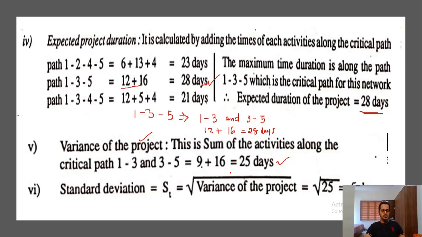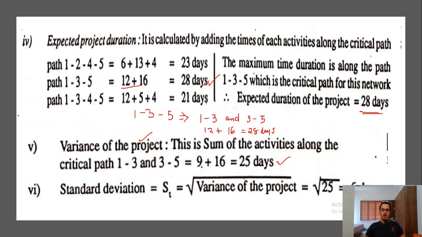Okay, so we got the variance to be 25 days, and coming to the standard deviation, just take the square root of the variance of the project, not the variance of any other paths. The variance is 25 days, and taking the square root gives you the standard deviation, which is 5 days. Okay, so this is how the problem goes.